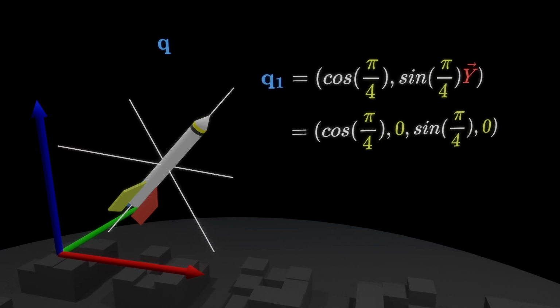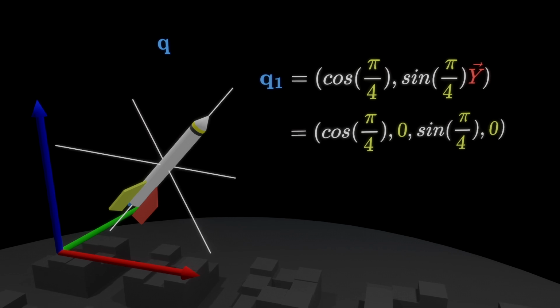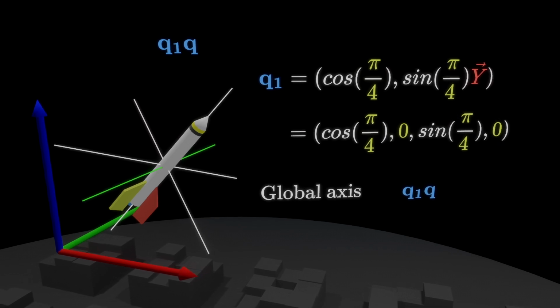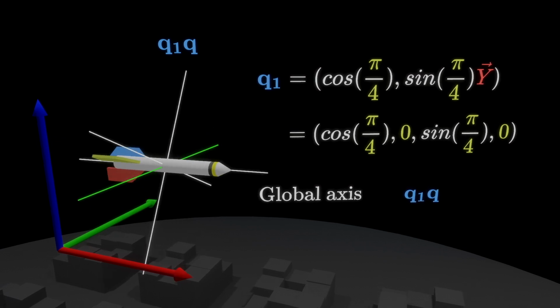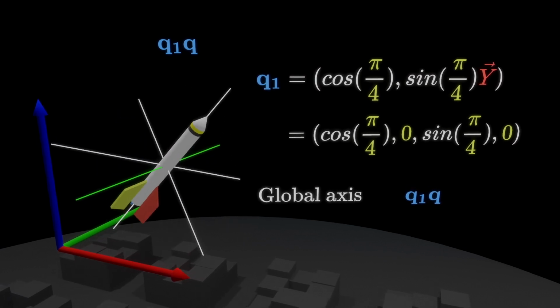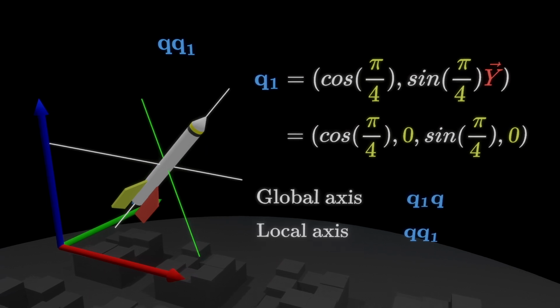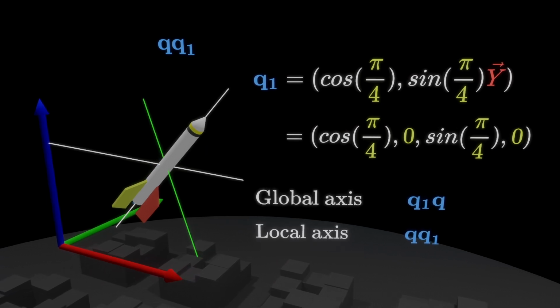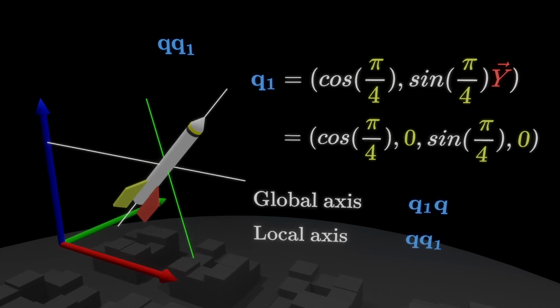For example, we want to rotate 90 degrees around the y-axis. If we want it to be the global y-axis, then we place q1 on the left. And if we want to rotate around the local y-axis, then we place q1 on the right. Very simple. Let's play some more.